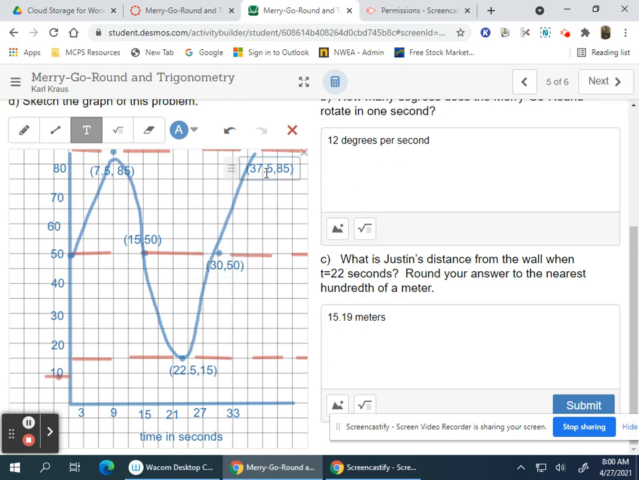And if I did 45, let me see, 39, 39, 45. We'll be back here at 45.50.